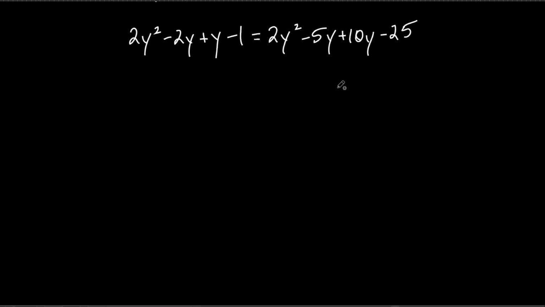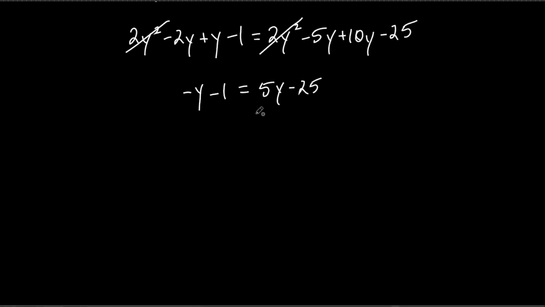Now what we want to do is get the y's by itself. Watch very carefully, though. I have a 2y squared here and a 2y squared here. Guess what we can do with both of those? Cancel them out. If they're the same on both sides, I'm just going to cancel them out. What am I going to do here? Negative 2y plus y is negative y, minus 1. What's this? Negative 5y plus 10y is positive 5y, and then minus 25. I'll let you do the rest.